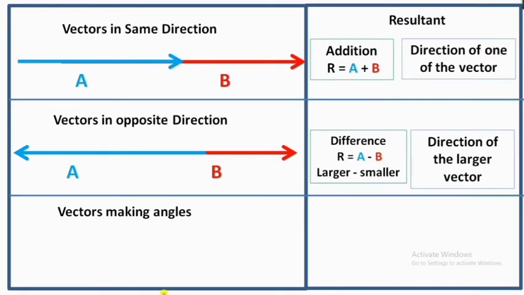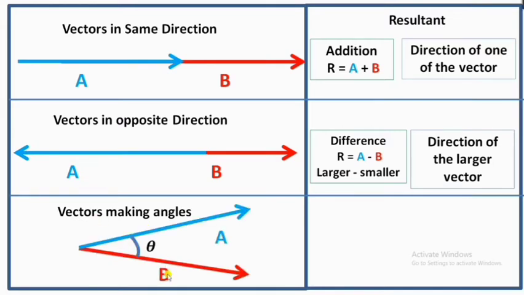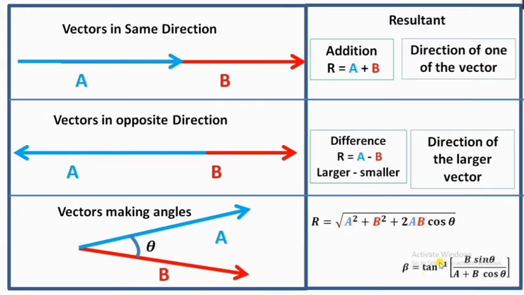And if the vectors are making some angle theta like this, then the magnitude of the resultant will be given by this. This is the triangle law. And to find the direction, I have to use this formula. So beta is the angle made by the resultant with vector A.